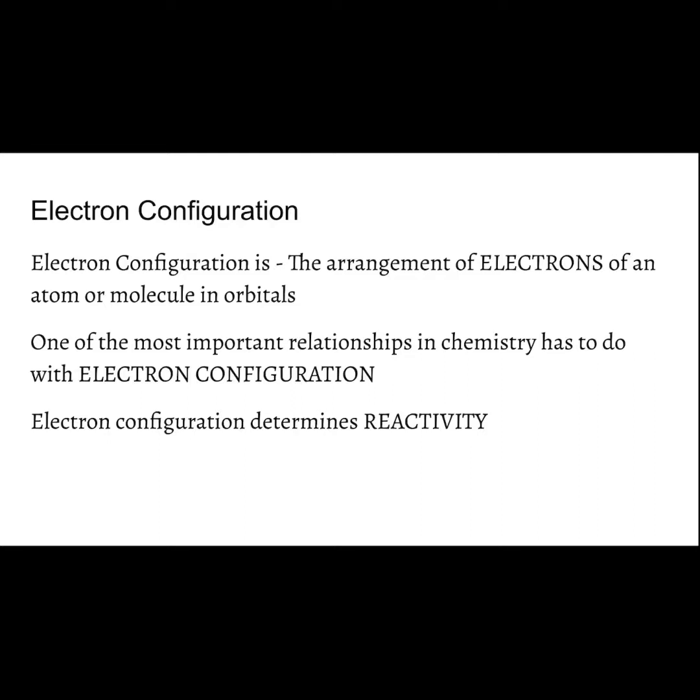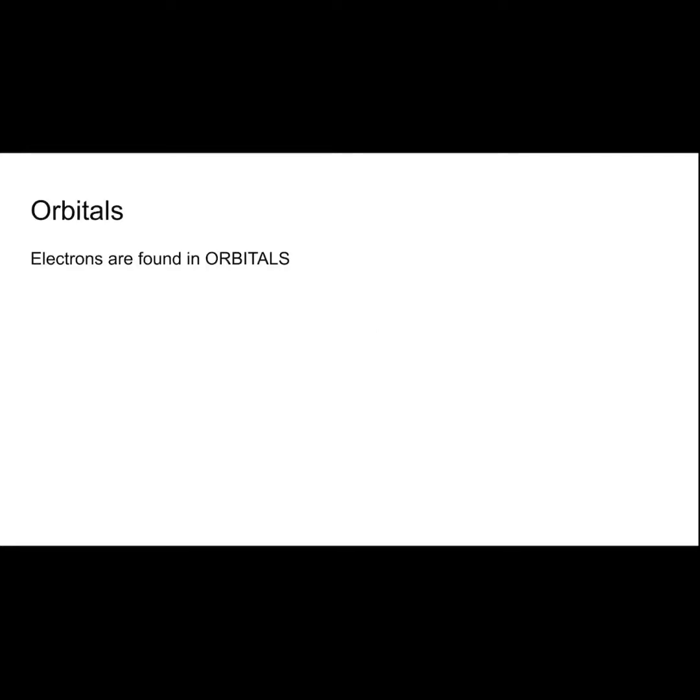Electron configuration is the arrangement of electrons of an atom or a molecule in orbitals. One of the most important relationships in chemistry has to do with electron configuration. This determines how reactive an element is.